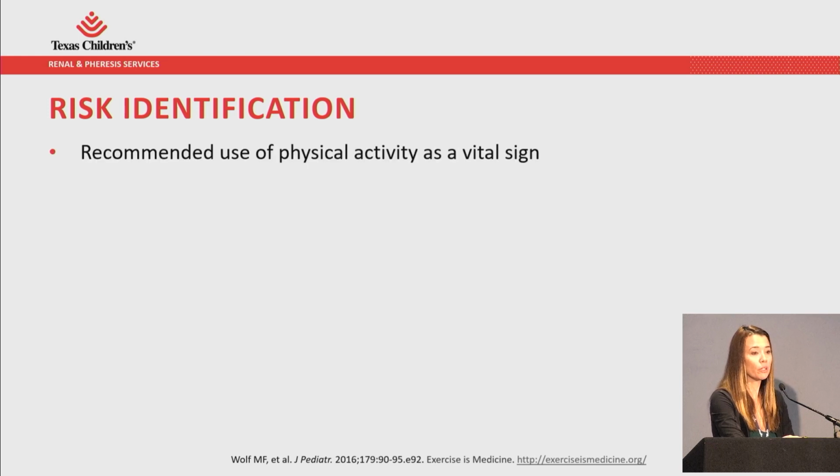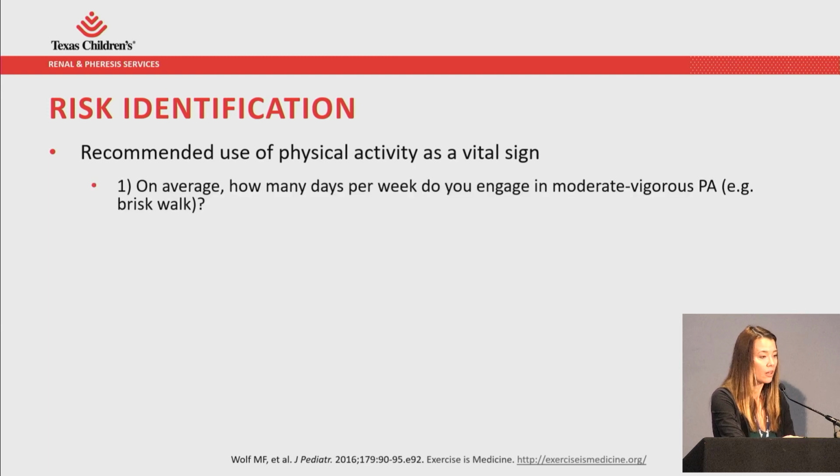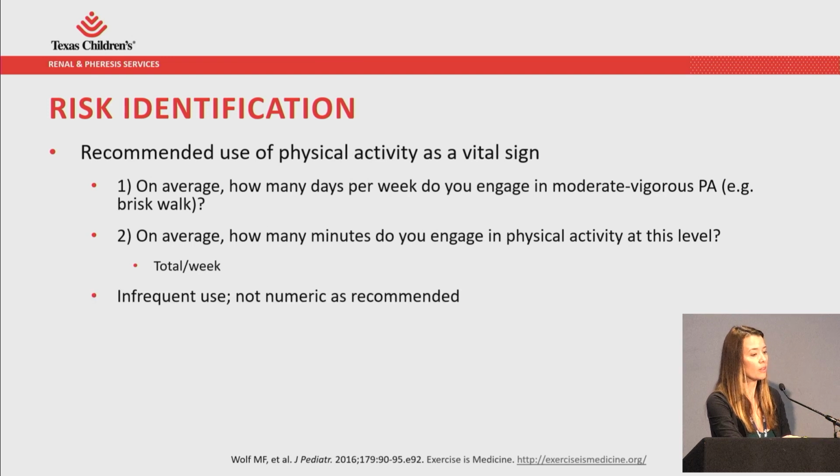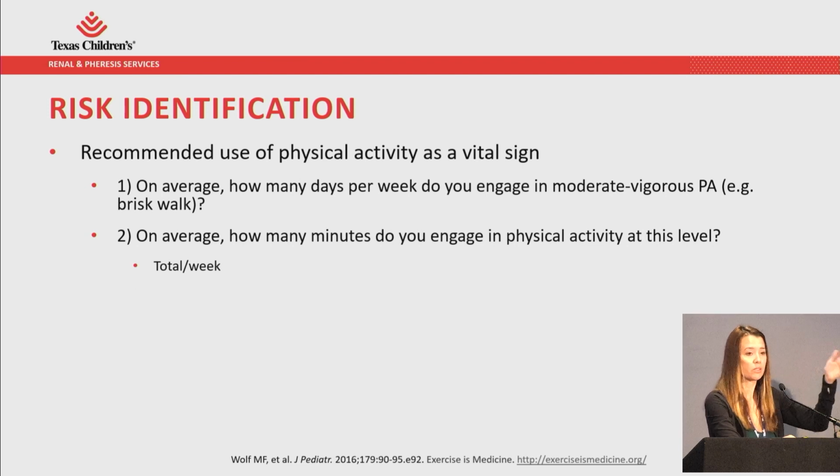So what's recommended is the use of what's termed a physical activity vital sign. It's basically a 2-part question. You ask how many days a week do you engage in moderate to vigorous physical activity, and then on average, how many minutes does that session last? Then you multiply it, and you come up with the total minutes per week. You would then compare that to the equivalent of 60 minutes per day, 6 to 7 days a week.